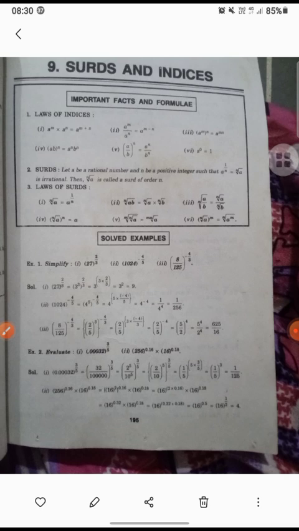Certain laws of indices: a^m into a^n equals a^(m plus n), a^m upon a^n equals a^(m minus n), (a^m)^n equals a^(mn), a^0 equals 1, a^n upon b^n equals (a upon b)^n, (ab)^n equals a^n b^n, and the law of surds: the square root of a equals a to the power 1 by n, and nth root of a^n equals a, and nth root of ab is nth root a and nth root b.